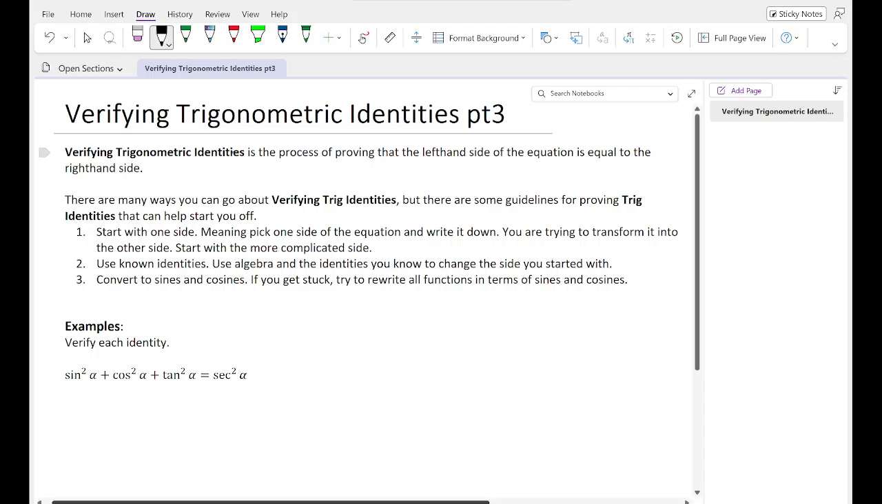Verifying trigonometric identities is a process of proving that the left-hand side of the equation is equal to the right-hand side. There are many ways you can go about verifying trig identities, but there are some guidelines for proving trig identities that can help start you off, especially if you don't know where to go.